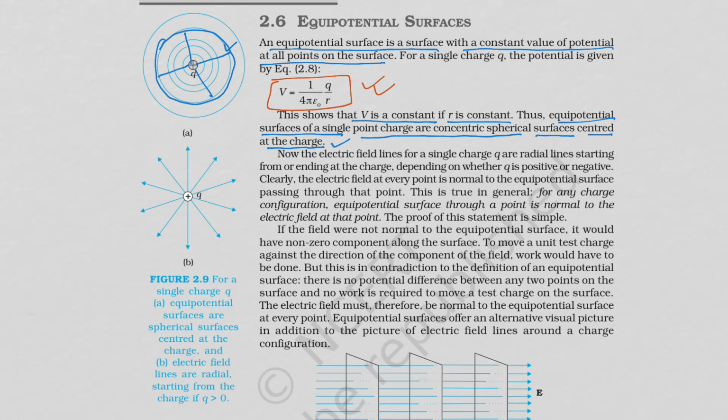And also you need to know that the equipotential surface makes a 90-degree angle with the electric field. So this is the direction of the electric field. If our source charge is here, the electric field is radially outward. And if we draw the equipotential surface, which is a fixed distance away from the charge, then this angle is always 90 degrees from the electric field. So we can say that for any charge configuration, the equipotential surface through a point is normal to the electric field at that point.